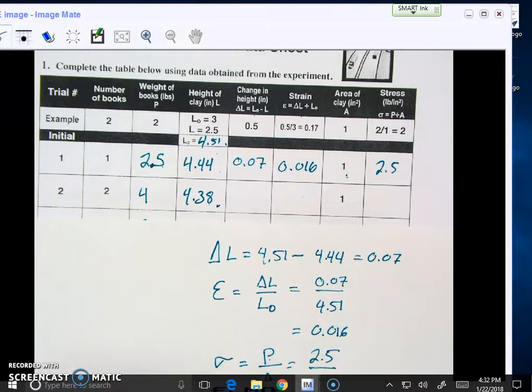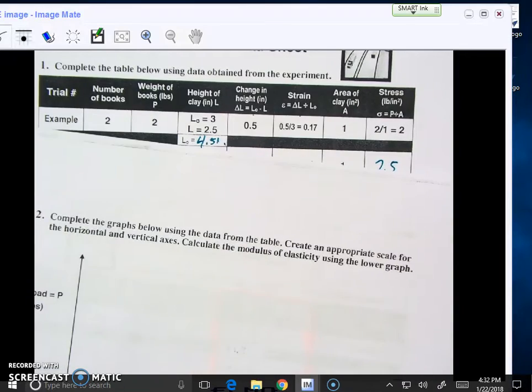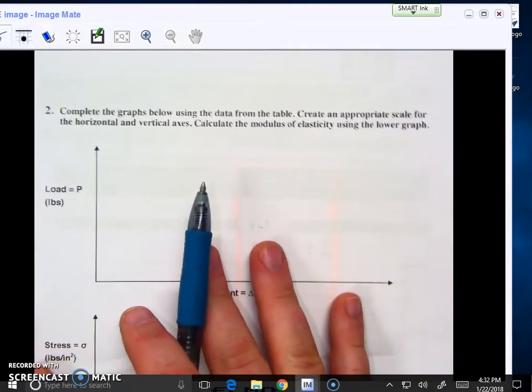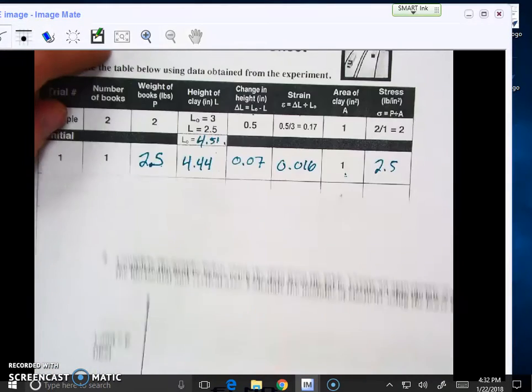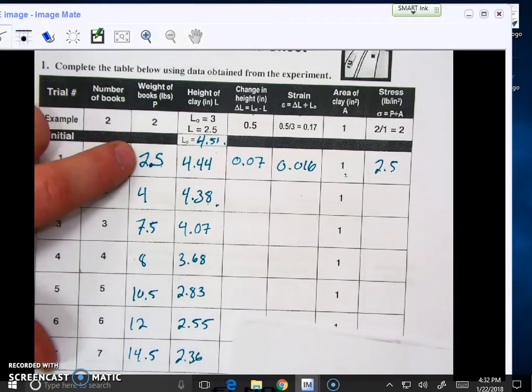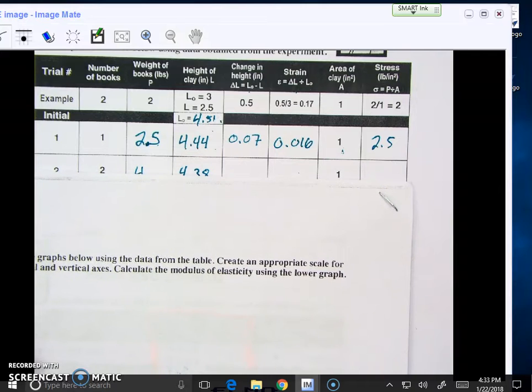Going on to the next page, once you get those values filled out, we're trying to graph some of these values to create a stress versus strain curve. The graph that we're given here, there's nothing here. You'll have to choose what scale you're going to use for your graph, and you'll have to go back and figure out what the smallest and the largest value is, and that value is going to be at the end of your graph.